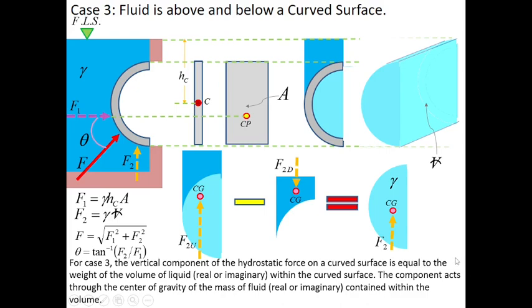Kasi ganyan yung ating figure, ganyan yung design ng figure. So, sa case na to, imaginary. Contained within the volume. So, ito yung ating volume. Meron niyang mass. So, at yung bigat niyan ay yung magnitude ng ating F2. Okay? So, that's it.